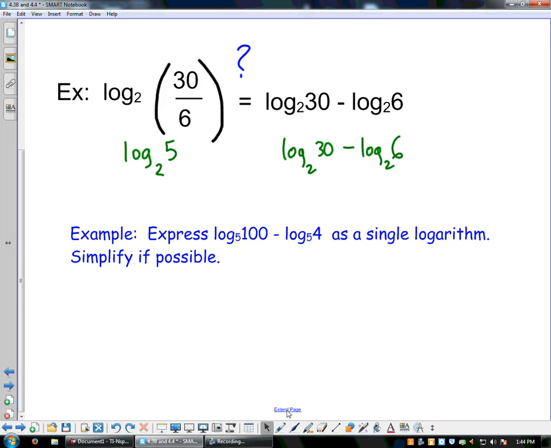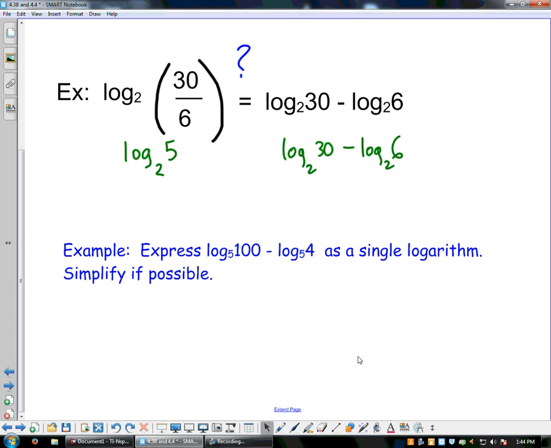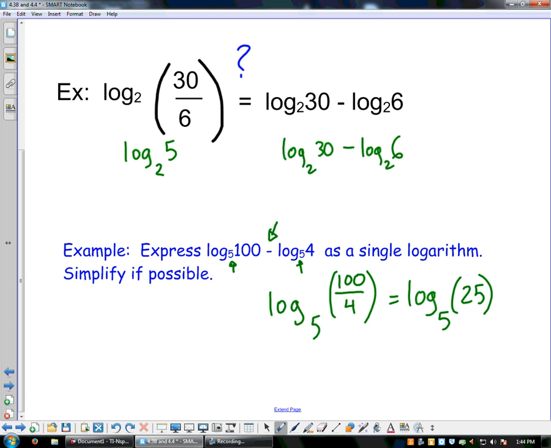All right, and let's try this last example for the quotient property. Express log to the base 5 of 100 minus log to the base 5 of 4 as a single logarithm. Notice we're subtracting two logs with the same base. They have to have the same base. That means we can rewrite it as one logarithm with a quotient. So this would be log to the base 5 of 100 divided by 4. That's log to the base 5 of 25. And if we can simplify that, we should. This is really saying 5 raised to what power is equal to 25? Well, that would have to be 2. So our answer here is 2. So this is equal to 2.